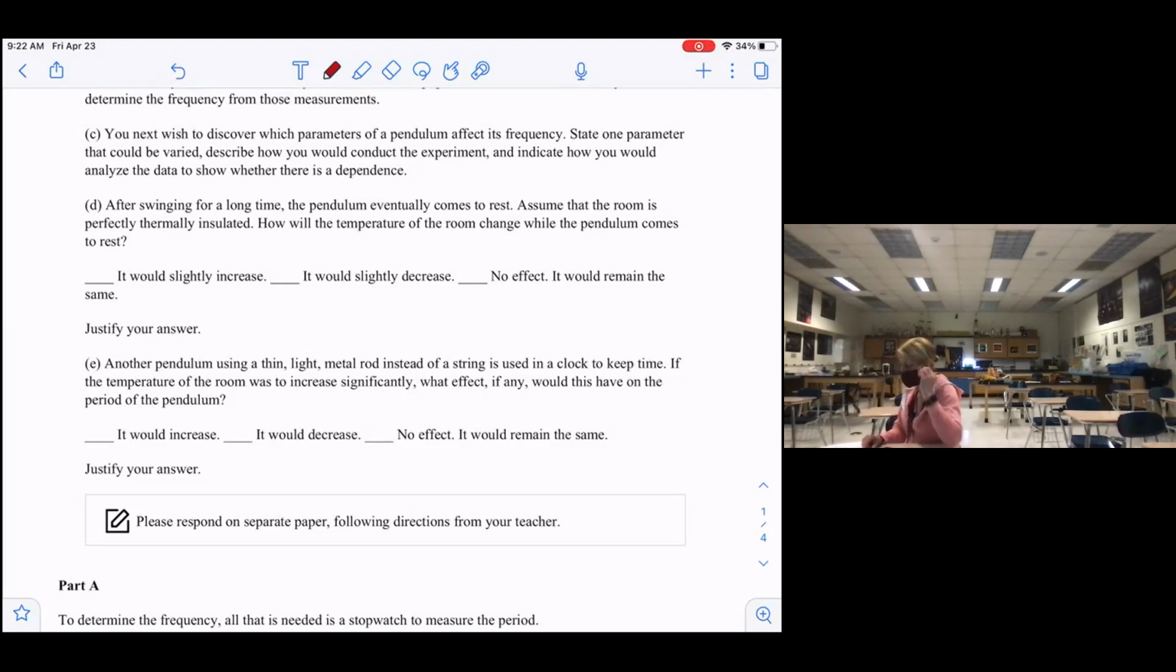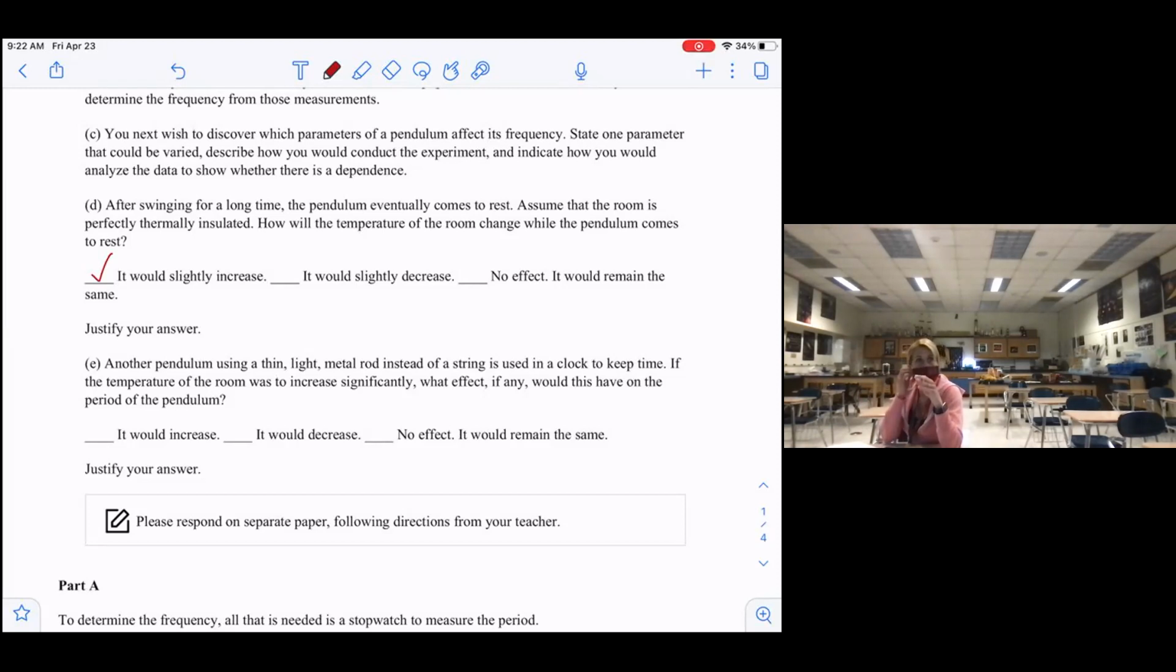Let's talk about that. So back to Mrs. Schrader: your pendulum, you release it, it goes and then eventually comes to rest, and your room is perfectly thermally insulated. How will the temperature of the room change? Here we would want that it would slightly increase. As we said, if we were ignoring all air resistance and everything, all of your gravitational potential energy would turn into kinetic and back to gravitational potential energy, and your pendulum theoretically would continue on.